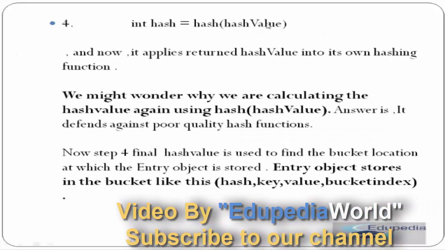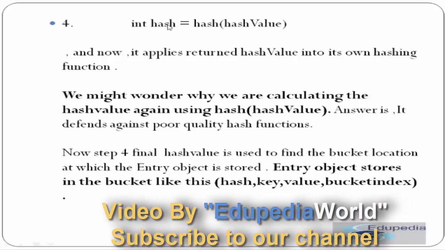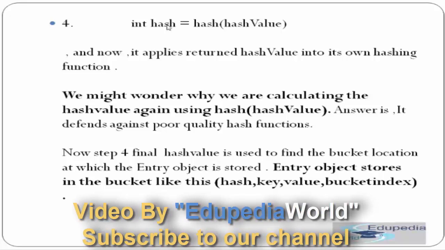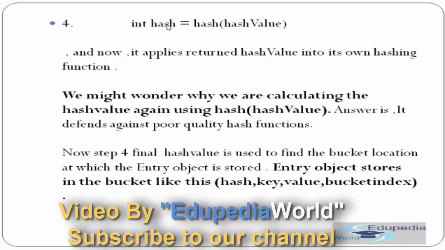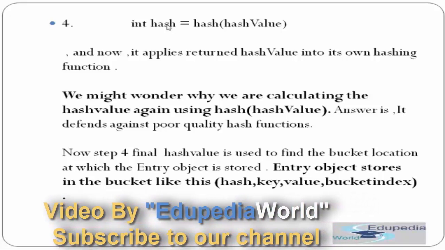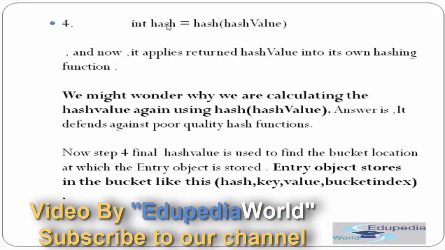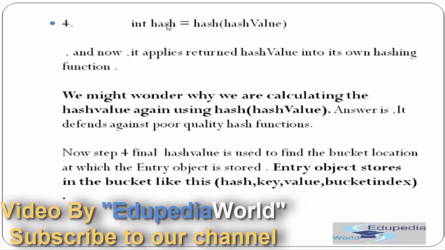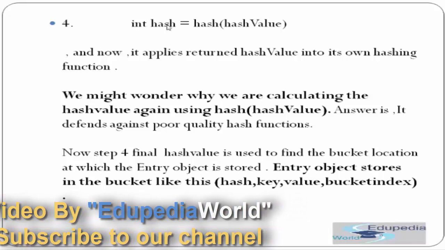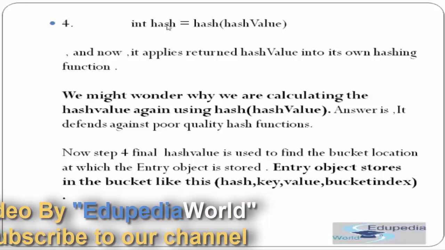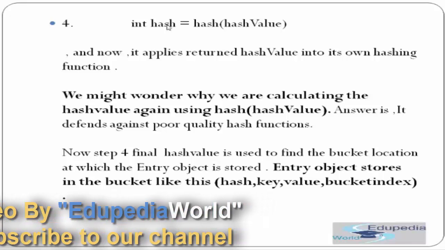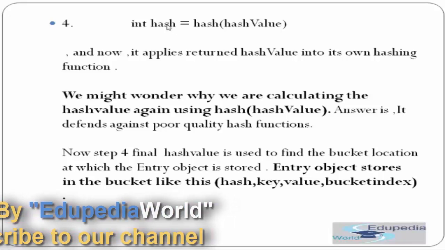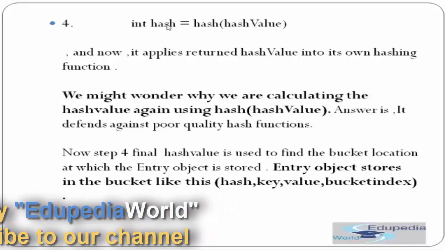After the hashcode returns the hash value, line 4 looks like something like this. And now it applies the returned hash value in its own hash function. We might wonder why we are calculating a hash value again using a hash value. The answer is it defends against the poor quality of a hash function, because it might be possible that the hashcode method you have overridden yourself misses some cases or is not overridden really well. Then the map's own hash function ensures that it does have a proper implementation and you get a unique value from the hash function.